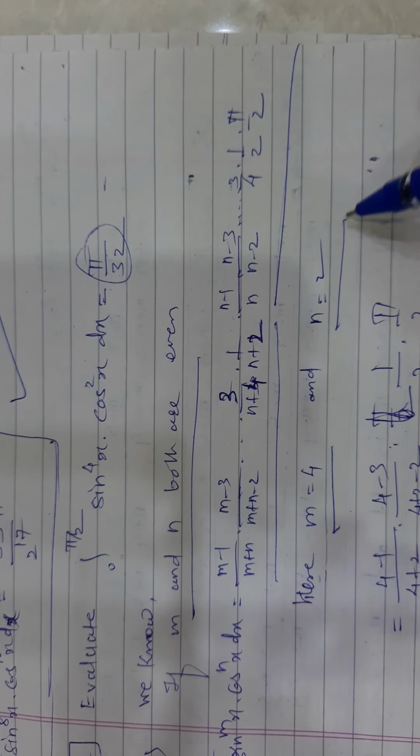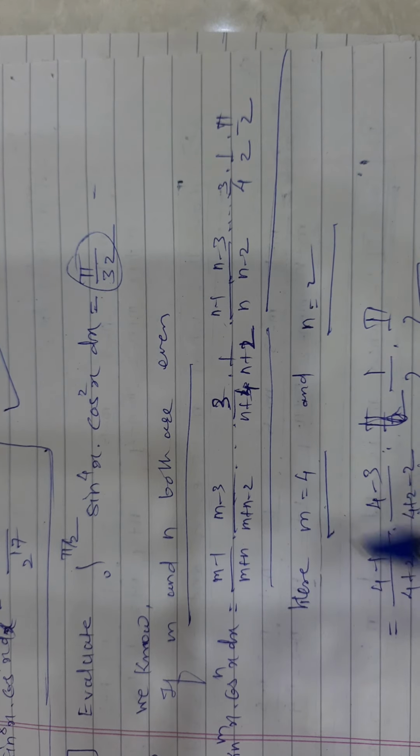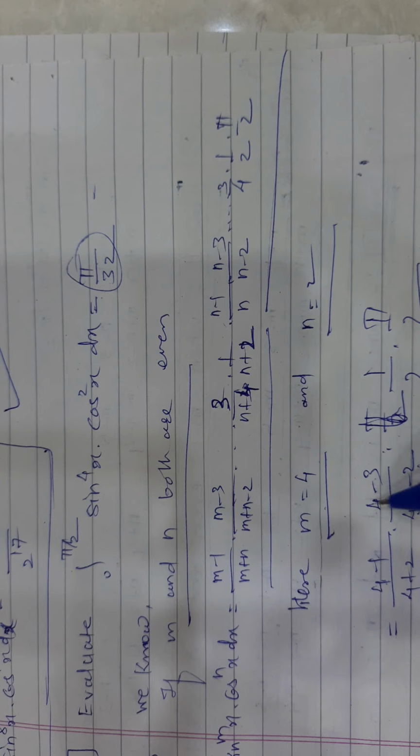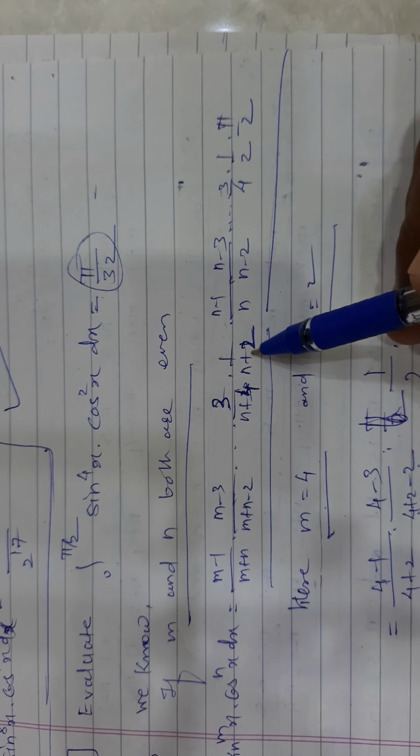Here is m is 4, n equal to 2. M plus n is 4 plus 2, that is 6. 6 minus 2, 6 and 6 minus 2 is the 4. And here m is 4, 4 minus 1 is 3 and 4 minus 3 is 1. We can go only up to here, because from 1 we cannot subtract 2, so we stop here. This is the part, and then 1 upon n plus 2.